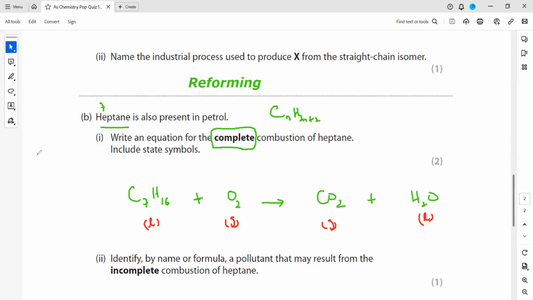For balancing a combustion equation, we start with carbon, followed by hydrogen and then oxygen. So 7 carbon, we put 7, carbon is balanced. Hydrogen 16, so we put 8, hydrogen is also balanced. Now what about oxygen? 7 multiplied by 2 is 14, and 14 plus 8 makes 22. So we need 22 oxygen atoms. How can we make 22? 11 multiplied by 2 makes 22. So this is the equation for the combustion of heptane.